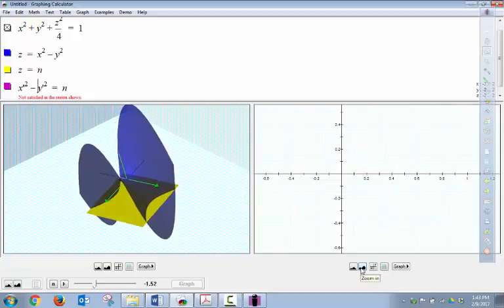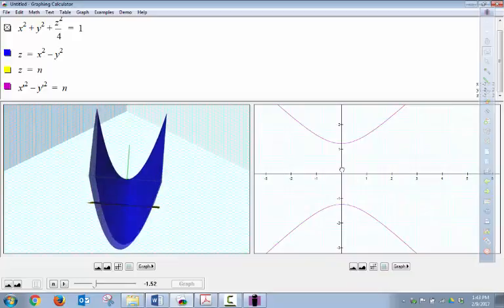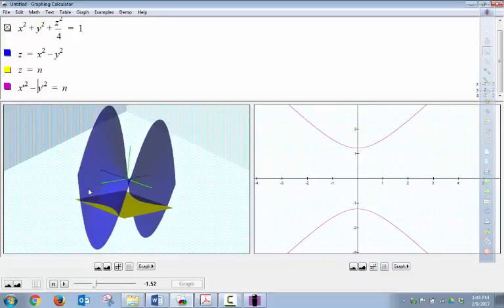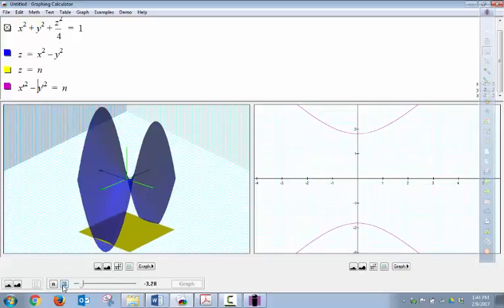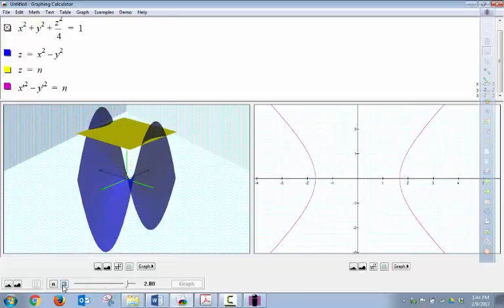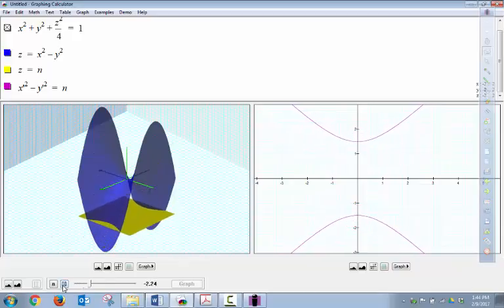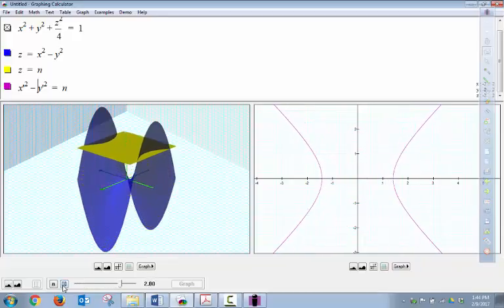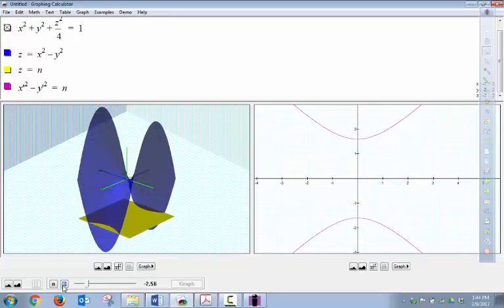It's a what? A saddle. A camel? What's the difference between a camel saddle and a regular saddle? Oh. So if you move it up and down, I think it's better to look at the cross-sectional cuts and study them a little bit more carefully. And maybe we'll do a little bit of that. But if you move it up and down, you'll see that the pictures on the right side are all hyperbolas.